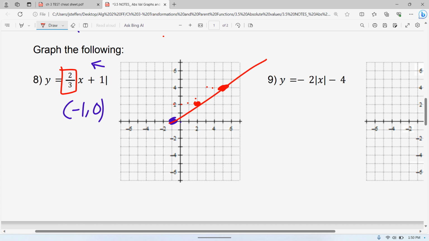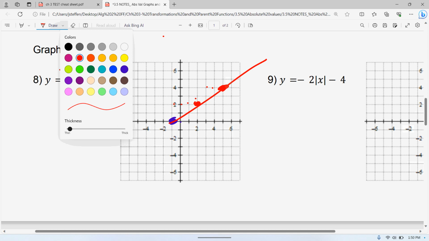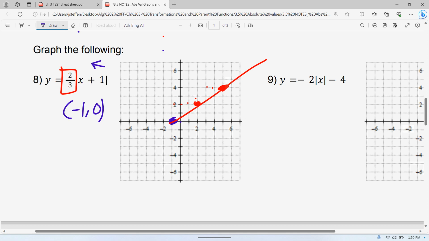Now again, the left-hand side is reflected across that axis of symmetry. So the other way to look at it is if you go up 2 over 3 to the right, the other side is up 2, it's just over 3 to the left. 1, 2, 3, 2, 3.